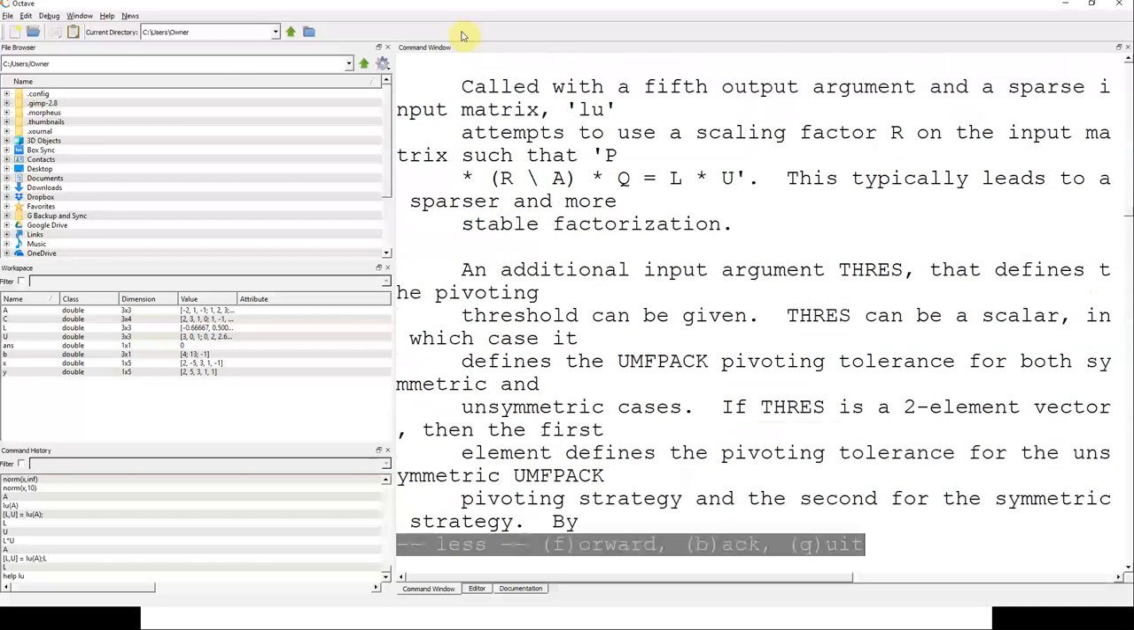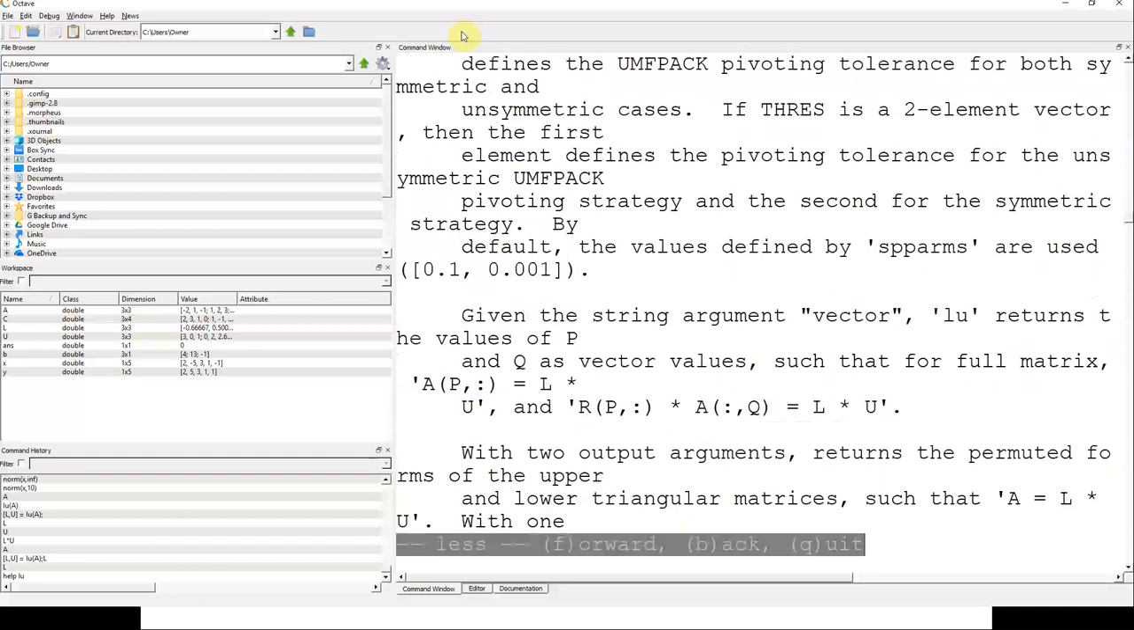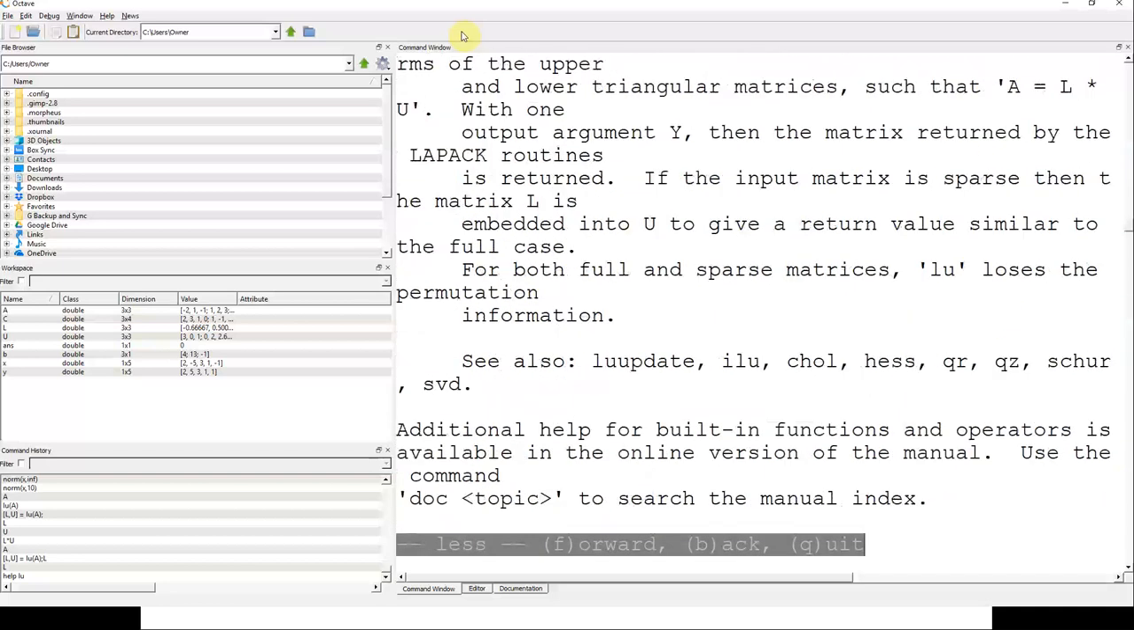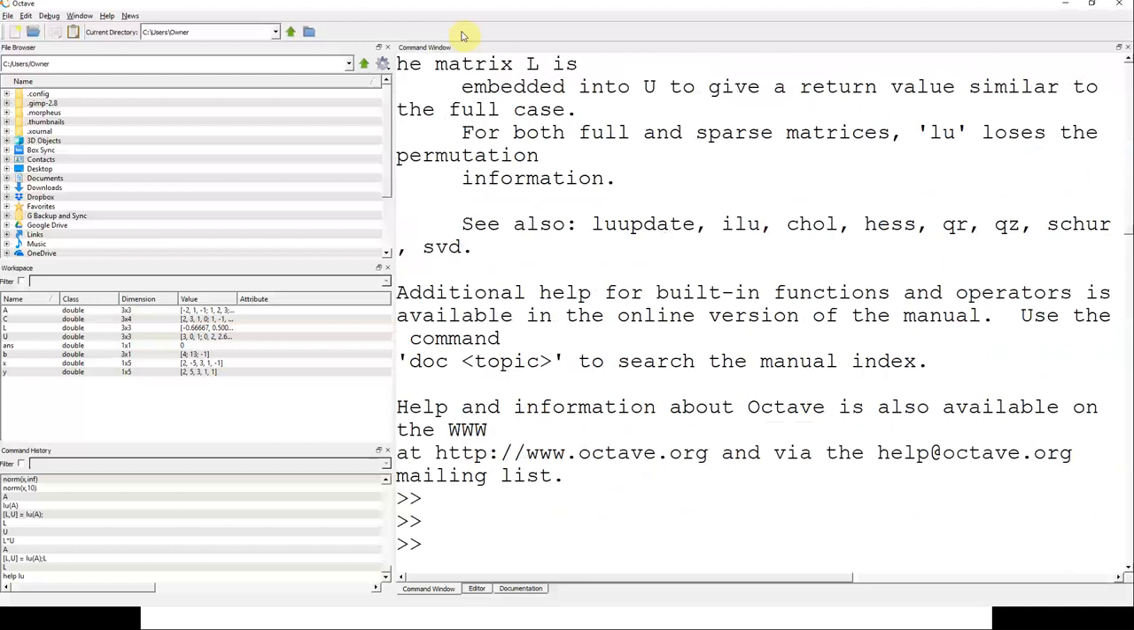When you get to the end of this, you will see there are other types of decomposition that are possible. QR decomposition, QZ. These are some other types. That's what the help does. Let me give you an example of an error. If I say x times x, we know that those are two rows.